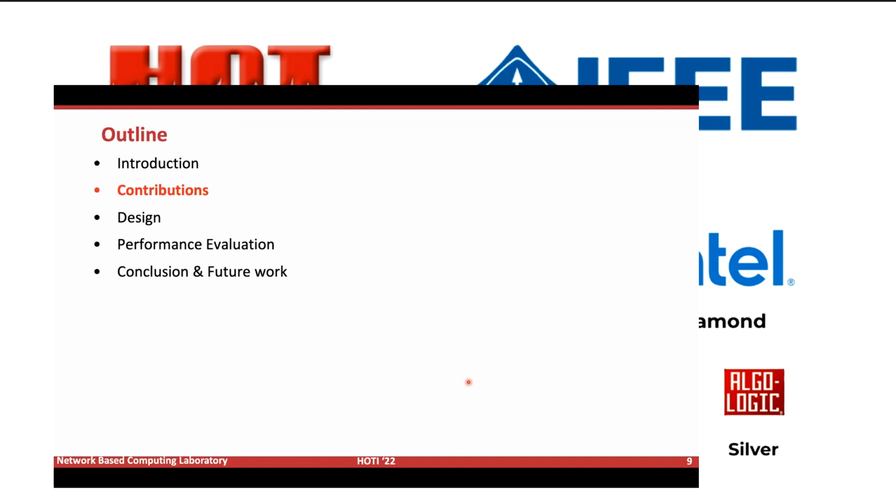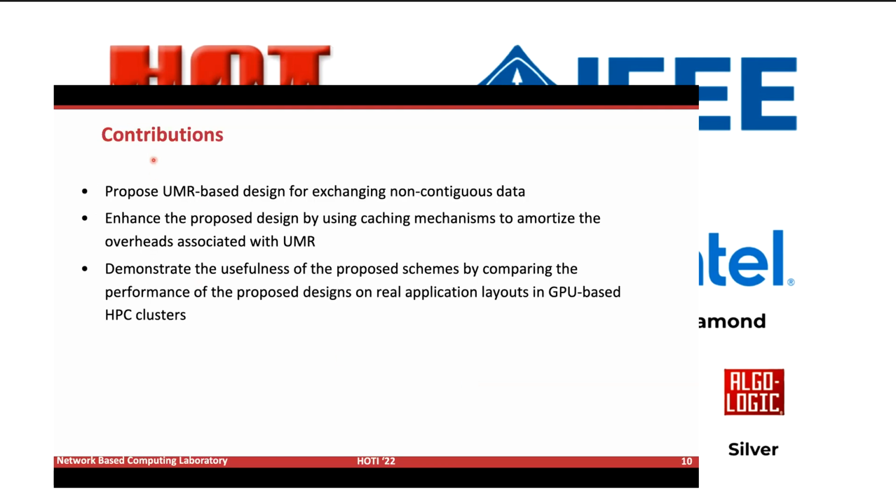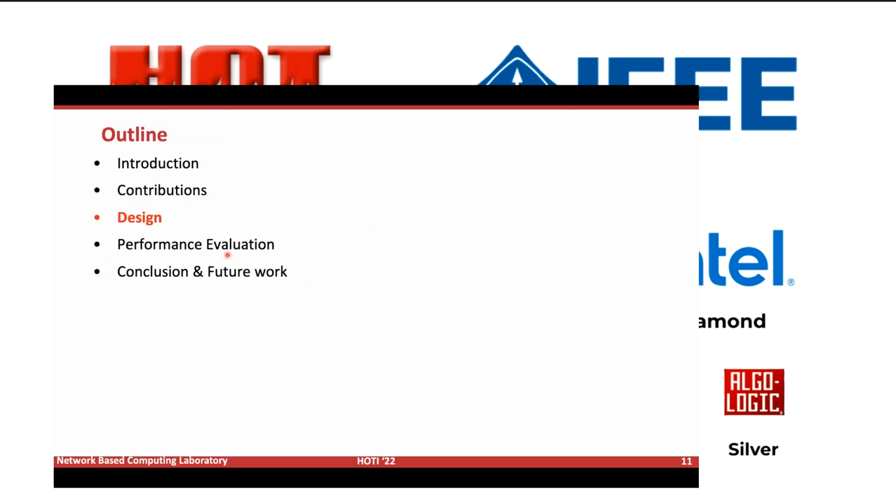So given these overheads, the question that we ask is, can we make UMR viable or comparable or even better than pack-based schemes for internode exchanges? In this paper, we proposed a UMR-based design for exchanging non-contiguous data for internode transfers. And then we enhanced it by providing a caching mechanism to amortize the overheads associated with UMR. Finally, we show the usefulness of this scheme at the benchmark level and at the application kernel level by comparing it with other MPI libraries. Let's move on to the design section now.